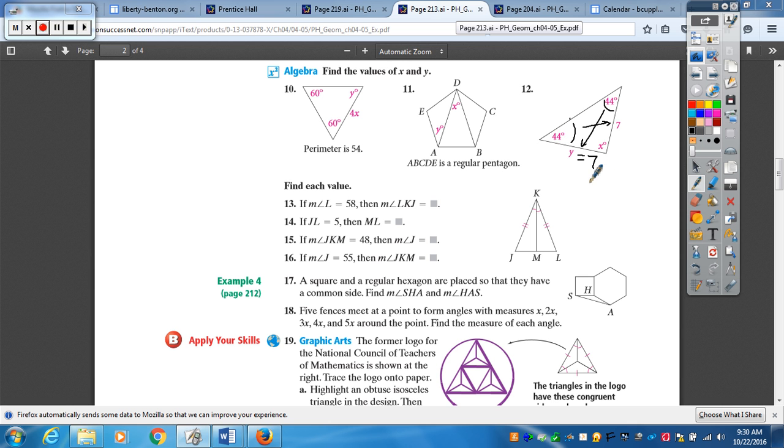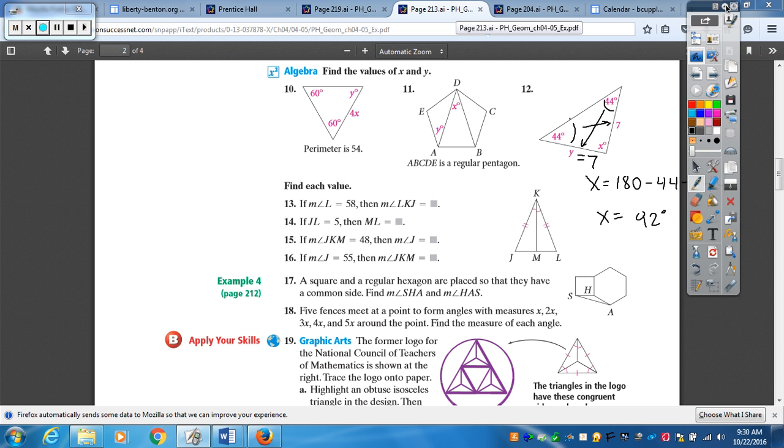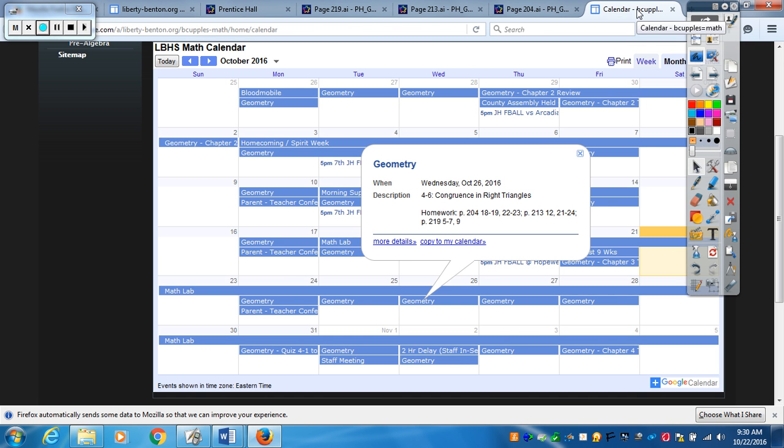How do I find x? Well, you can go ahead and take 180, the triangle, minus the 44 degrees. Okay. And from there, 88 from 180 gives you 92 degrees for x. Okay, so hopefully we got that right. And then we had 21 to 24 from this page. Let me just make sure that was right. 21 to 24? Yep, okay.